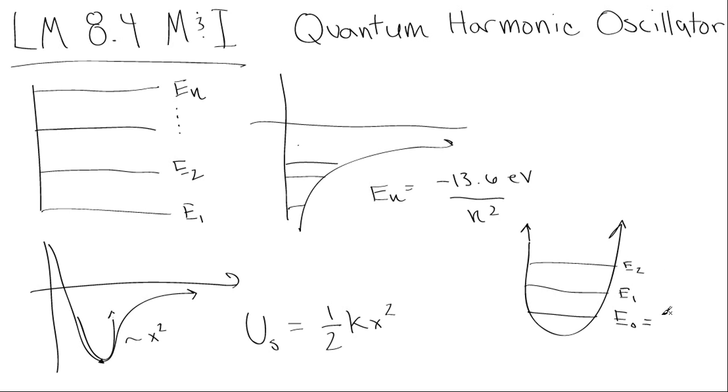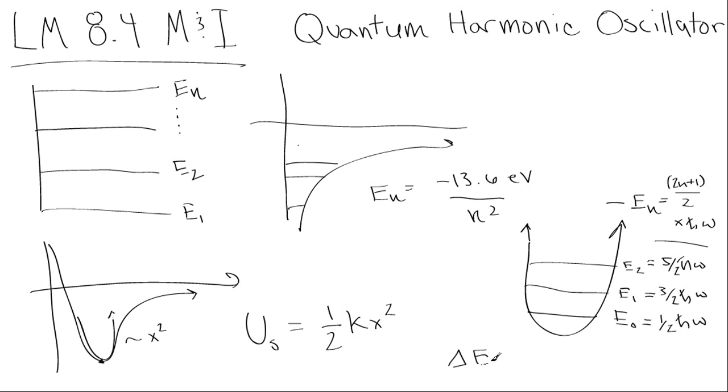So E0 is given by the quantity 1/2 h bar omega, E1 is given by the quantity 3/2 h bar omega, E2 is 5/2 h bar omega, and in general En is given by the quantity 2n plus 1 over 2 times h bar omega. And so the difference between each of these energy levels, delta E, is equal to h bar omega, and h bar is Planck's constant divided by the factor 2 pi.